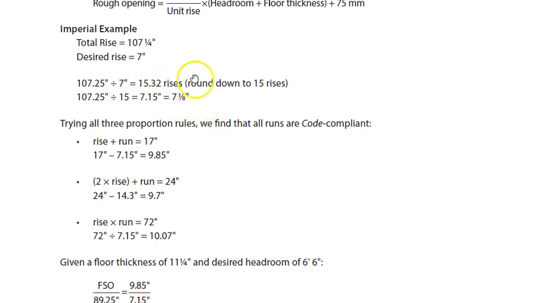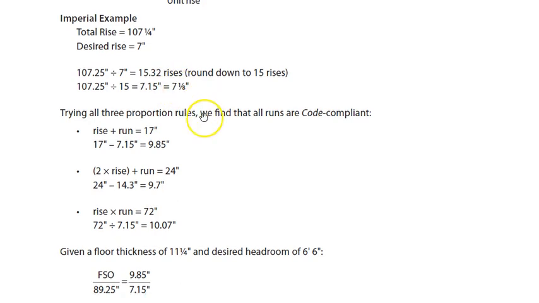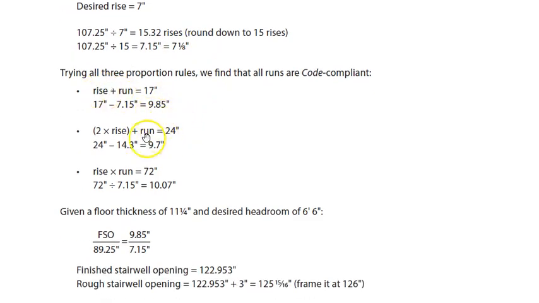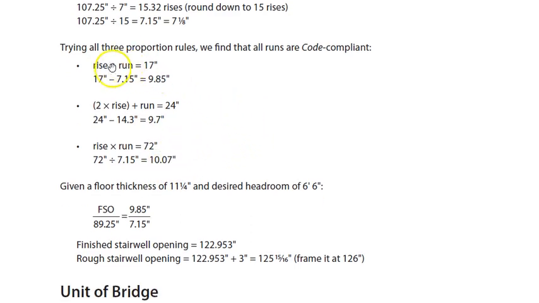If you happen to do the math and you get something outside of that range, you need to increase your number of risers or decrease, depending on where you are, to get within that code compliant range. So that's what we're talking about here. These are the 3 different ways to do it. Notice how, depending on which proportioning rule, the number changes slightly. Okay, so my suggestion is to try and stick with the 17-inch rule. It gets a little convoluted, like I said in the previous video.